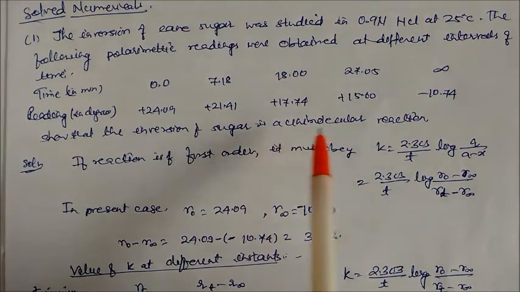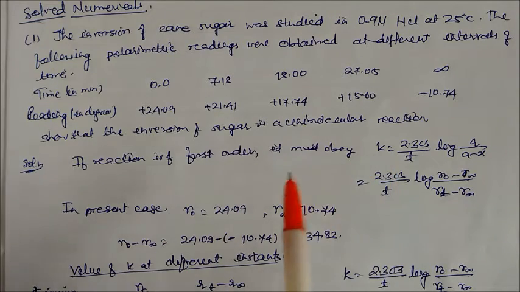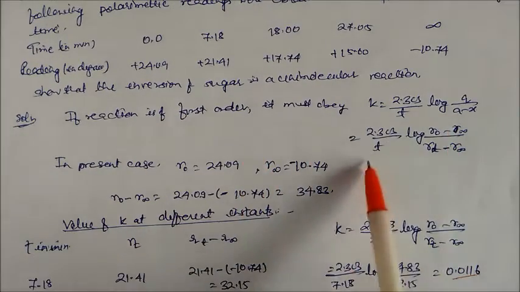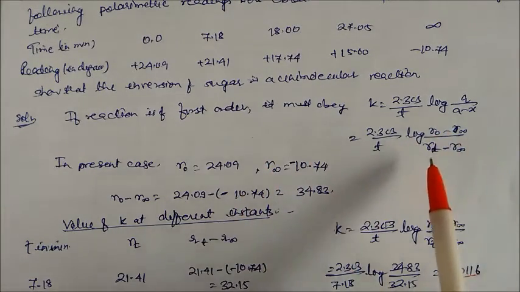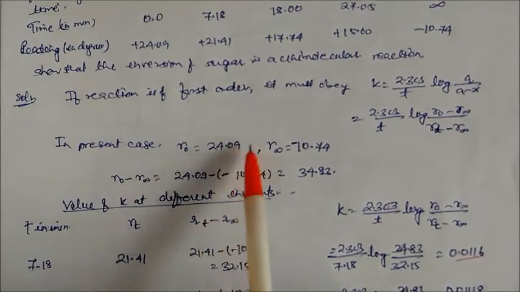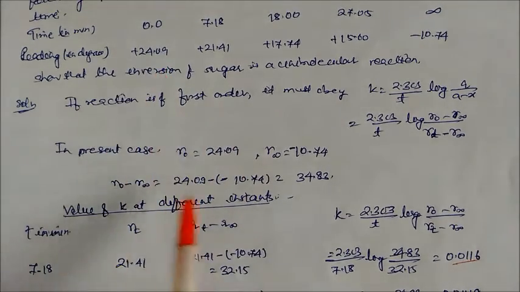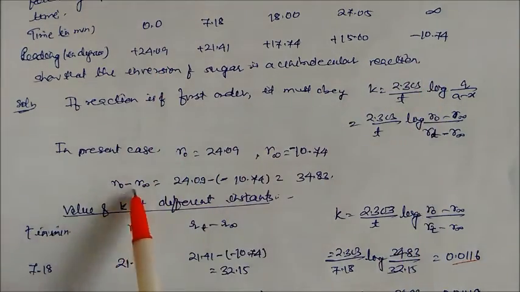reaction. So for a unimolecular reaction, we know that the K value for each experiment will be constant. If the reaction is first order, it must obey first order kinetics. So this is the formula: R naught minus R infinity over RT minus R infinity, which we have already derived. In the present case, this is the R naught, and this is the R infinity, so R naught minus R infinity will be this much value.